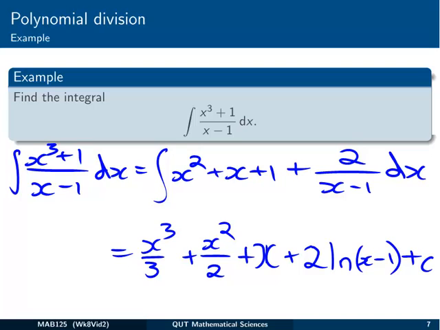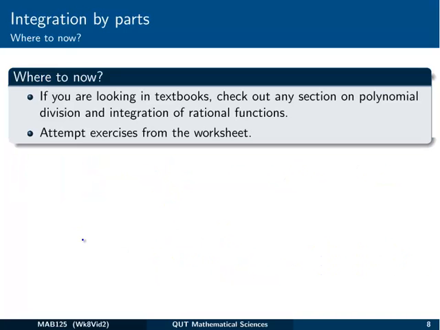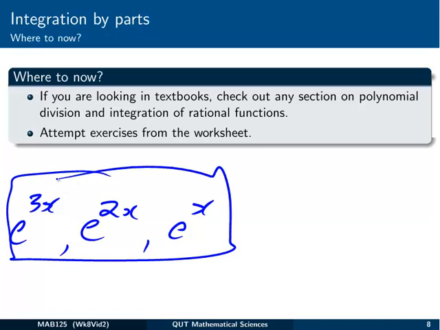And don't forget, you can use it for other functions too. So things like functions like e to the 2x, e to the x, e to the 3x. You could do polynomial, or not polynomial, but algebraic divisions on those as well. It might be something interesting to check out. So if you're looking in any textbooks, check out sections on polynomial division and also integration of rational functions, and attempt any of the exercises that you want to check out on the Blackboard site.